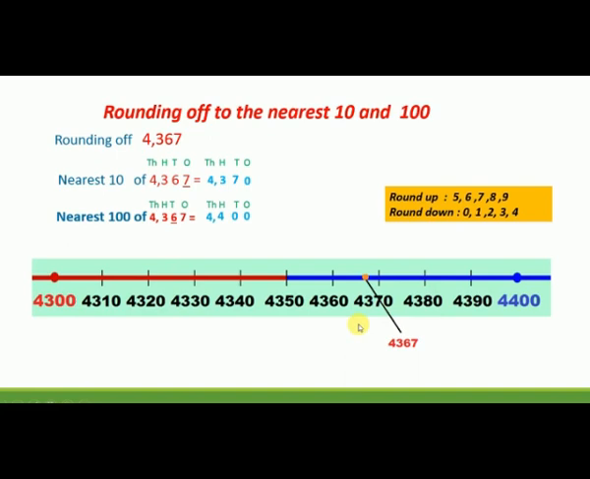So the number 4367 is nearest to 4300 or 4400. Which is nearest? Yes, so 4400 is the nearest 100 for the given number.